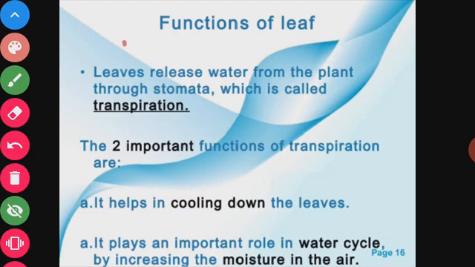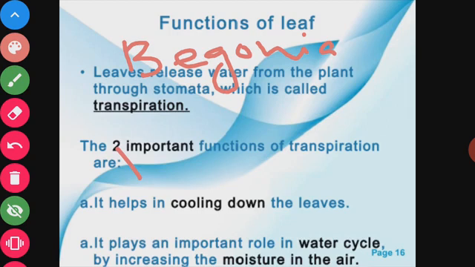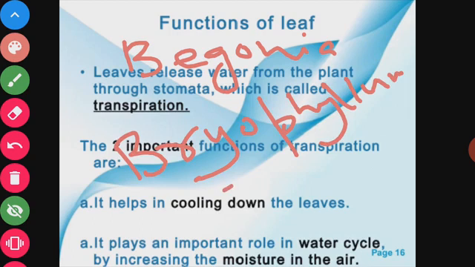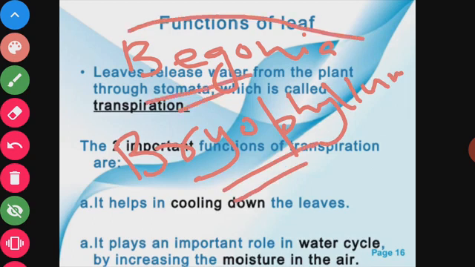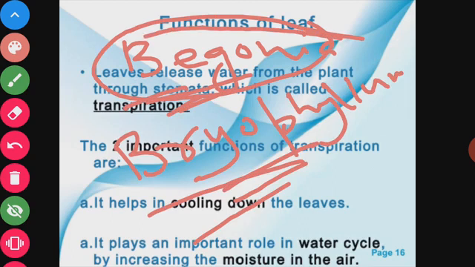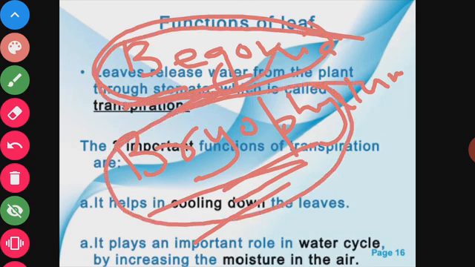In Begonia and Bryophyllum, this is one of the functions of the leaves. In some plants like Bryophyllum and Begonia, leaves can be used as a vegetative part for the production of a new plant.